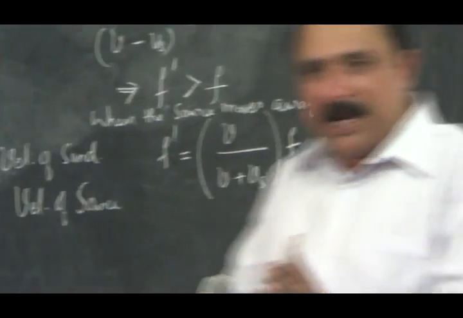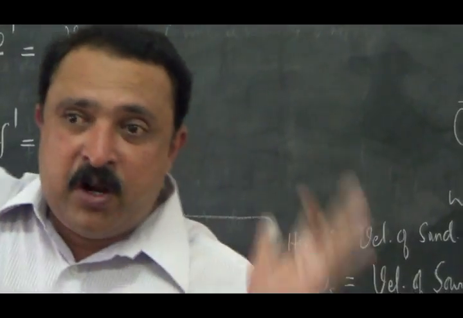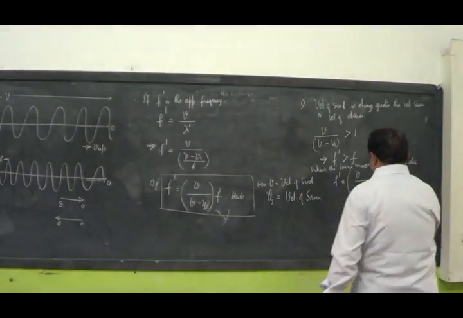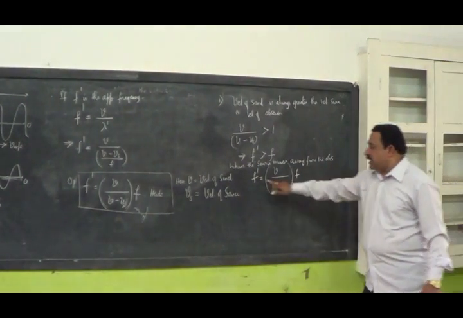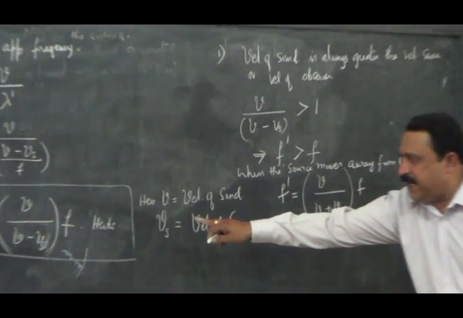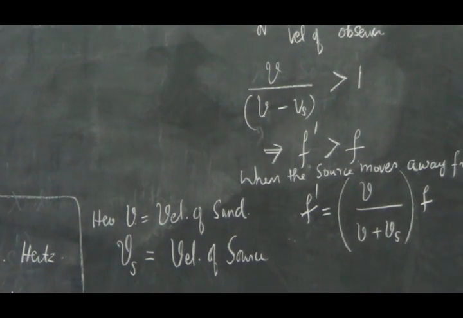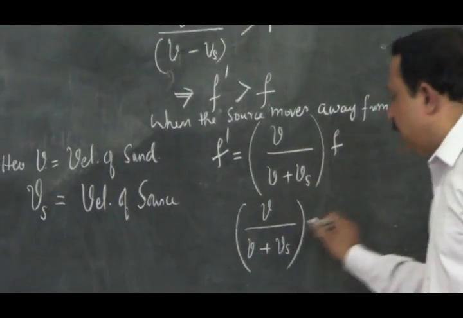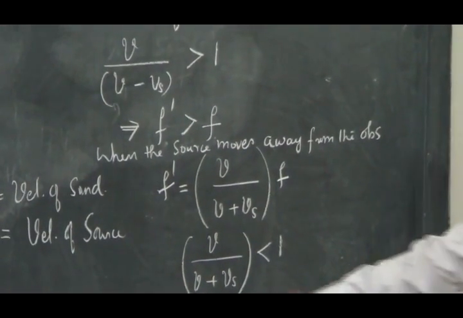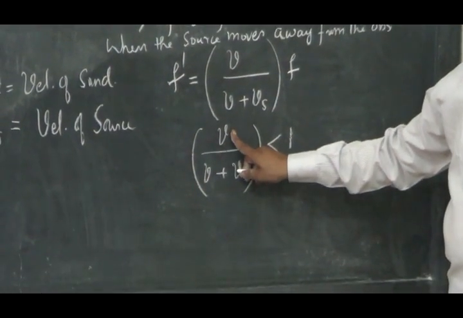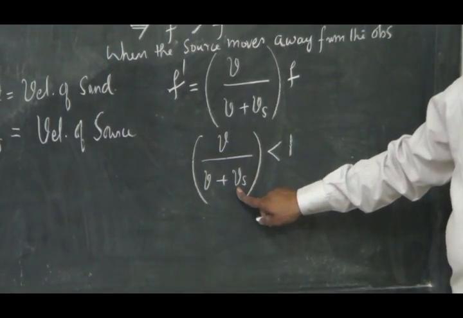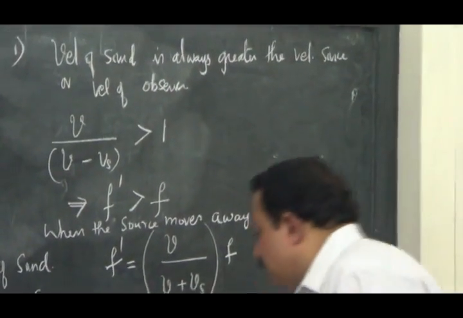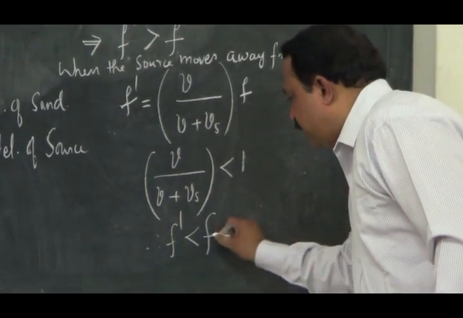You are on the railway platform and the train is going away from you. When the source moves away from the observer, what is the apparent frequency? You have to just change the sign of Vs, negative Vs to positive Vs. Now here, V by (V plus Vs) is a quantity which is less than 1, because the denominator is bigger than the numerator. It is V plus Vs, whereas the numerator is just V. So therefore F dash is less than F.